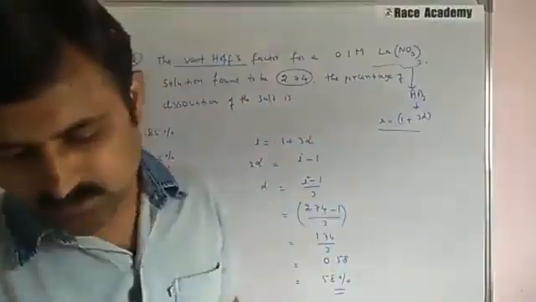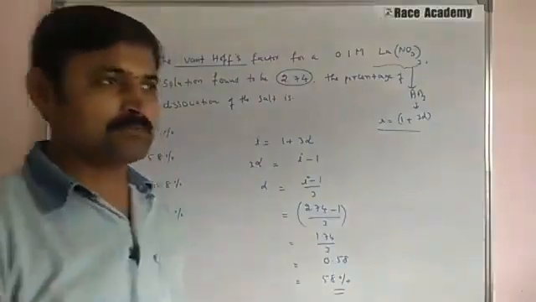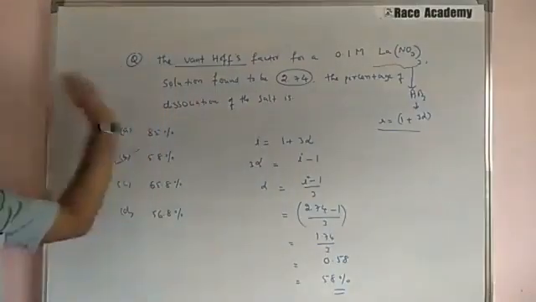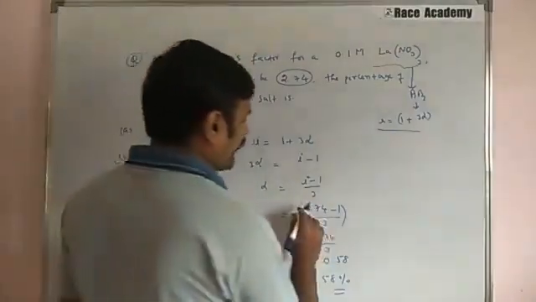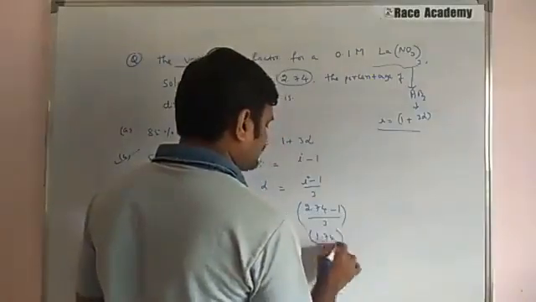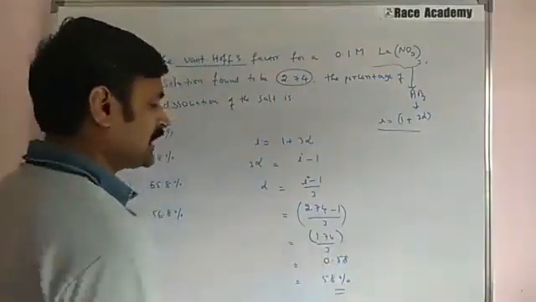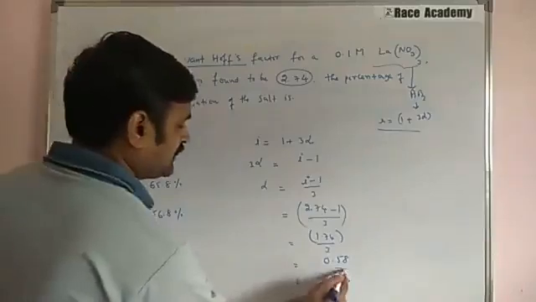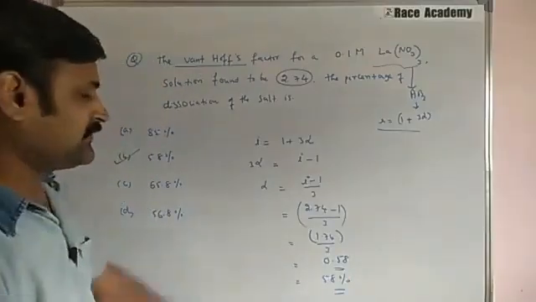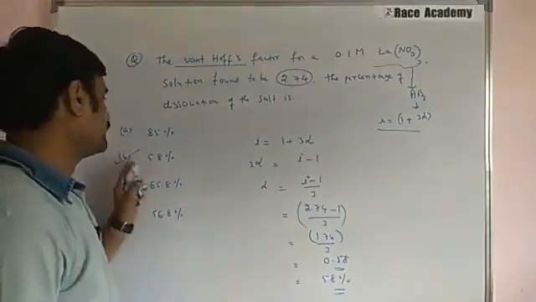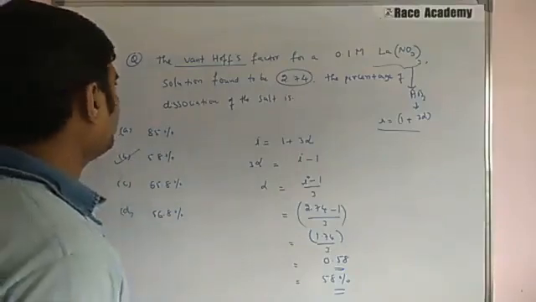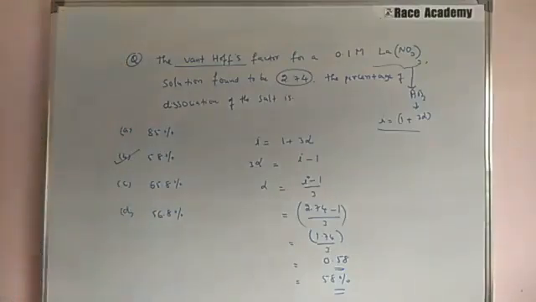Now we will take another problem into consideration. Hope you understand this problem. 2.74 minus 1 is 1.74 only. So from that I have calculated this is 0.58, nothing but 58 by 100, which is 58%. So 58%, the second option, is the right option for this one. We will see the next problem.